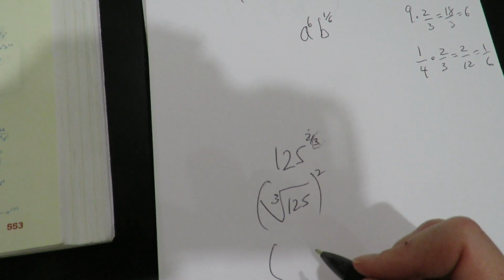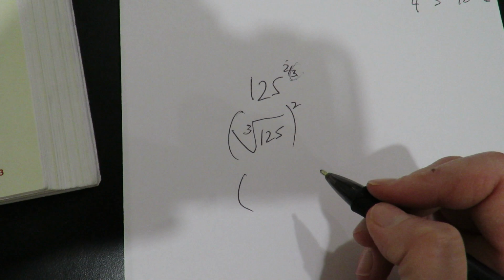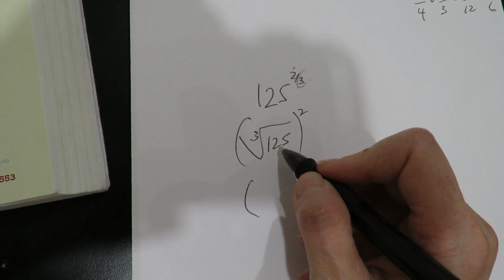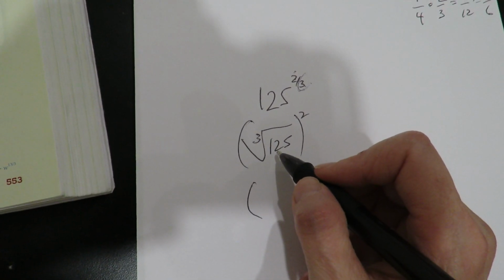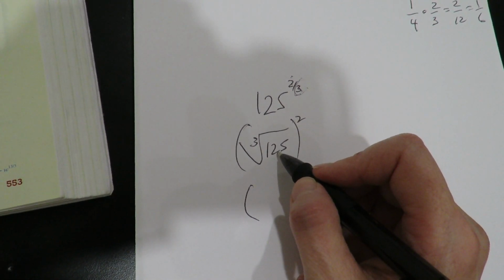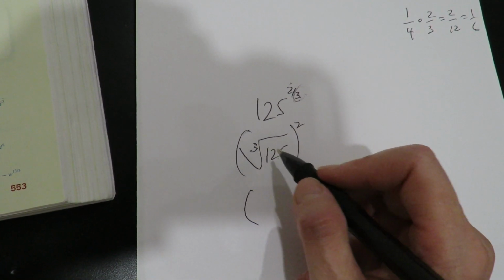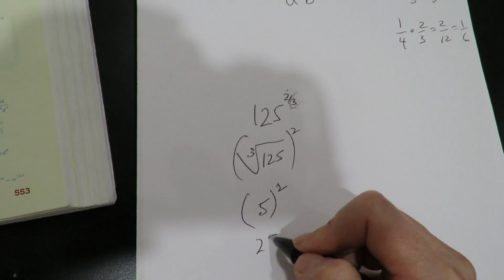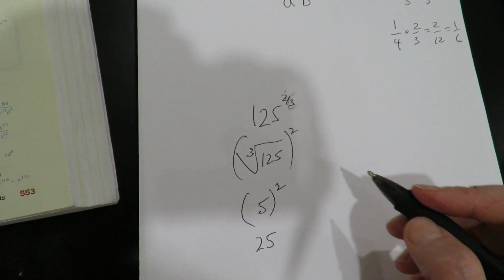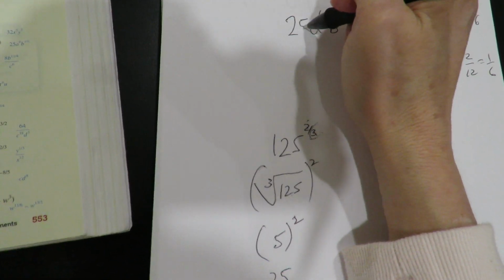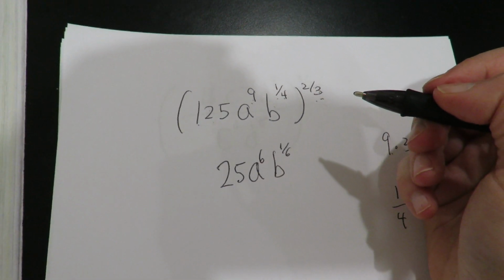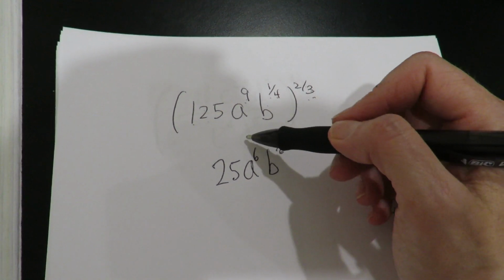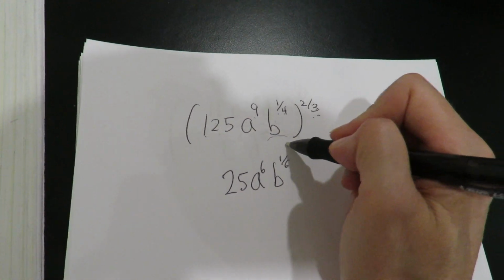So what's the cube root of 125? It's a number that you need 3 times, triplets, that makes 125. Good, it's 5, and then 5 squared is 25. So this means there's going to be a 25 up here. The 125 to the 2/3 is 25.